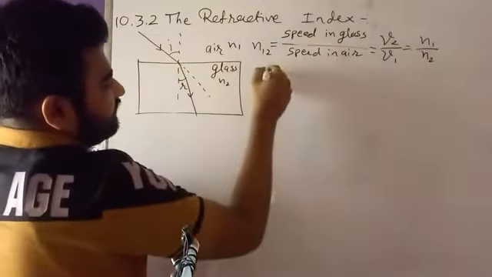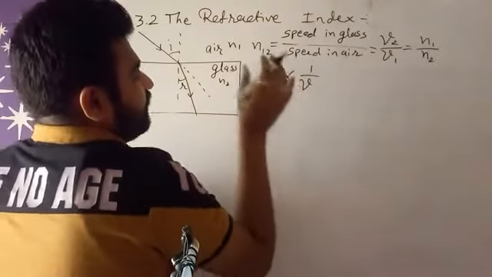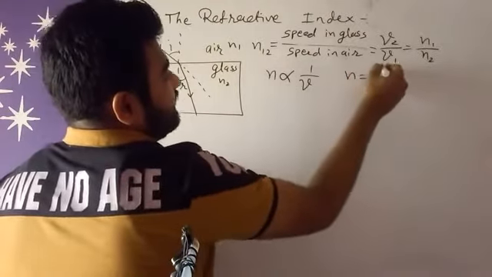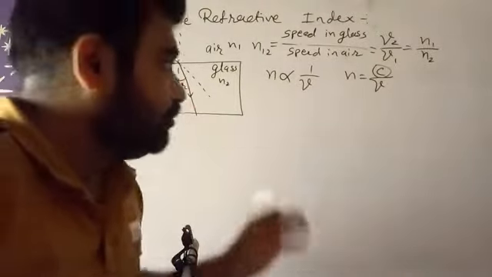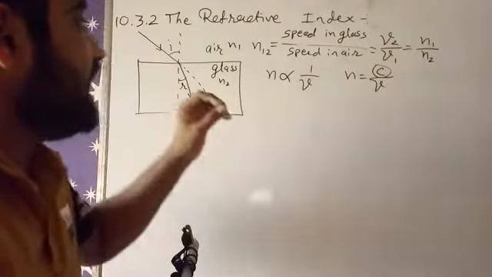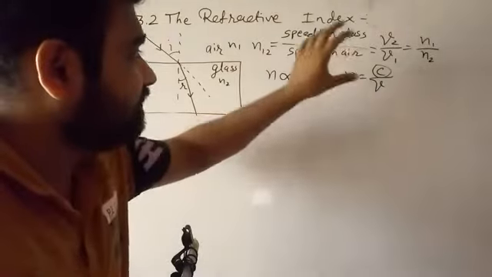So from this equation I can easily write N is proportional to 1 upon V. So N's proper formula is N is equal to C by V. C is the speed in vacuum and V is the speed in any medium, air, glass or any other medium. So this is the perfect formula.